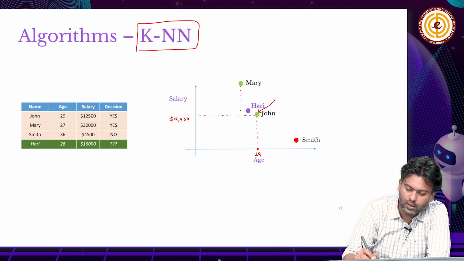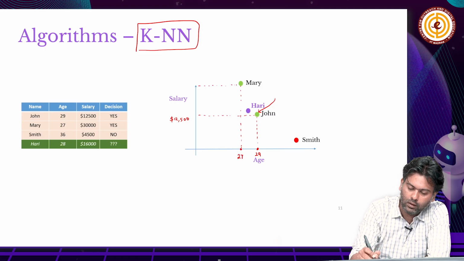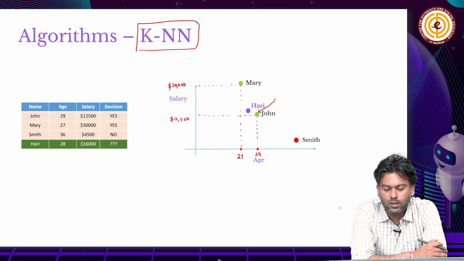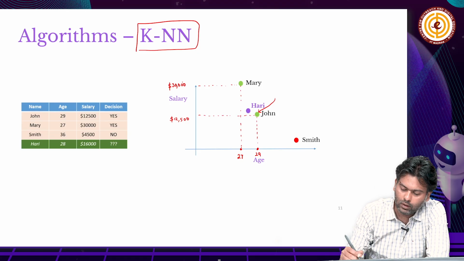Mary's age is less than John's age, so Mary will become a point here, which is 27, and Mary's salary is more than John's salary. In fact, it is significantly more. It is $30,000. So that becomes Mary's point. Smith is somewhere here. Smith's age is 36. He's older than both John and Mary.